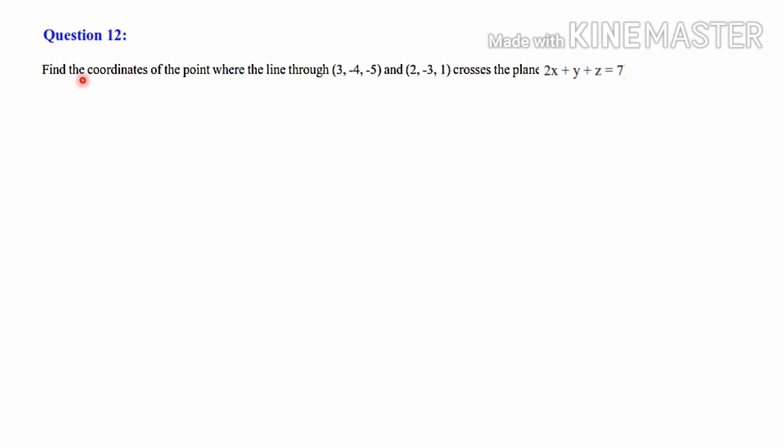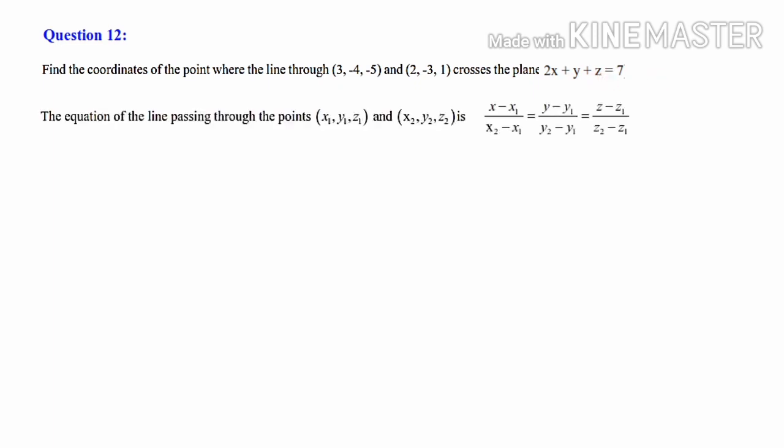The question is, find the coordinates of the point where the line through 3, minus 4, minus 5 and 2, minus 3, 1 crosses the plane 2x plus y plus z is equal to 7. Two points are given. The line through these points crosses the plane. The equation of the plane is given here. So as before, we will write the formula. The equation of the line passing through 2 points is x minus x1 by x2 minus x1, y minus y1 by y2 minus y1 equal to z minus z1 by z2 minus z1.